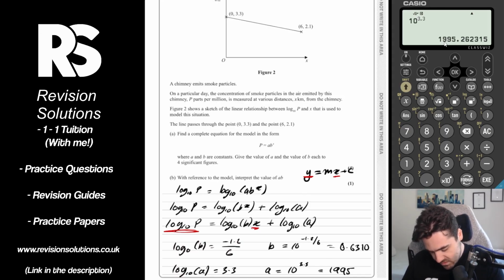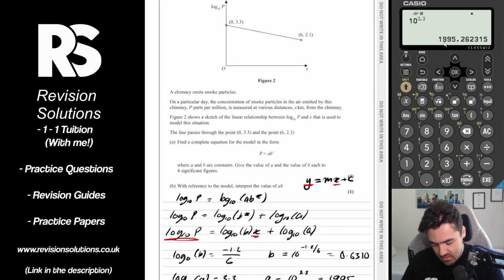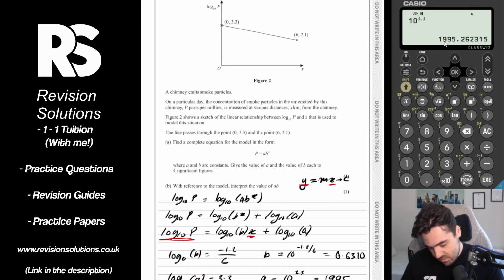Okay, then it says, with reference to the model, interpret the value of ab. Well, a in this form is like the initial value. So that would be the parts per million of smoke 0 kilometers from the chimney. And then timesing it by b each time, normally we think about it in time, it would be after 1 year, or in this case, it's going to be each kilometer away. So ab to the 1, which is what we have here, is going to be the amount of smoke in parts per million.